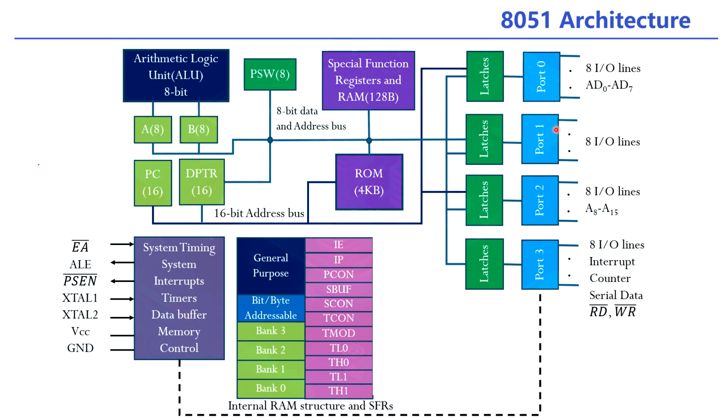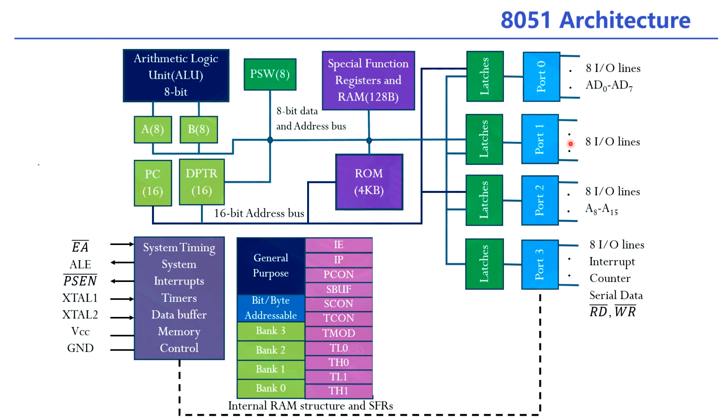But whereas port 1, port 2, port 3, these three ports are internally having pull-up resistors. That means you can directly utilize port 1, port 2, port 3 as general purpose IOs. This is one of the important points we need to note for port 0: when you are operating in a standalone mode. But in extended mode, it can be used as a time division multiplexed address and data bus.